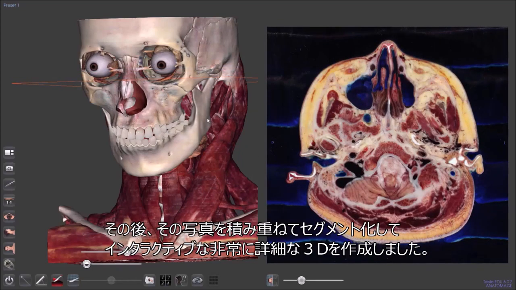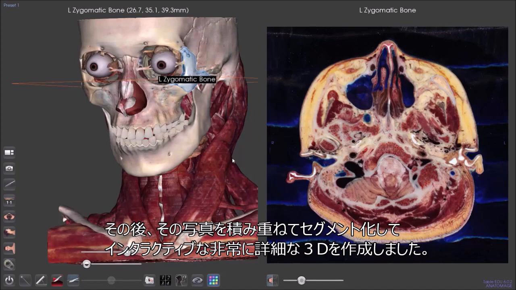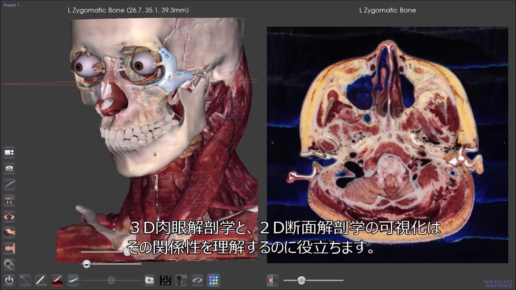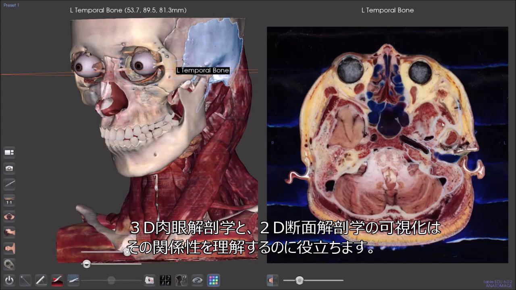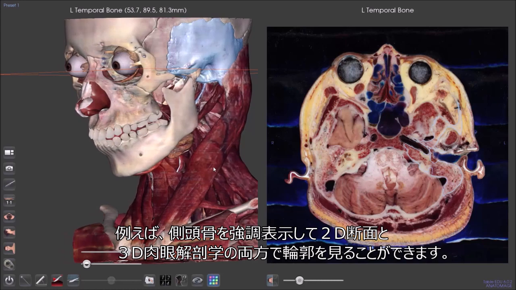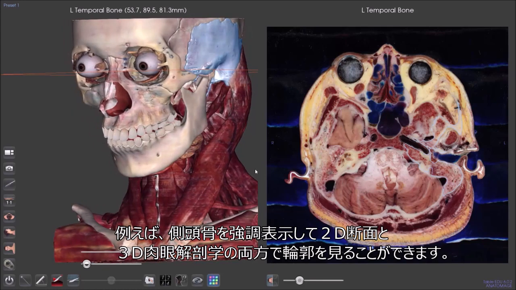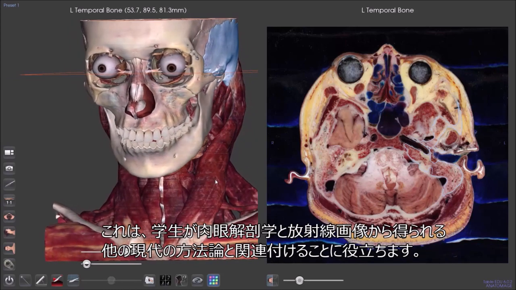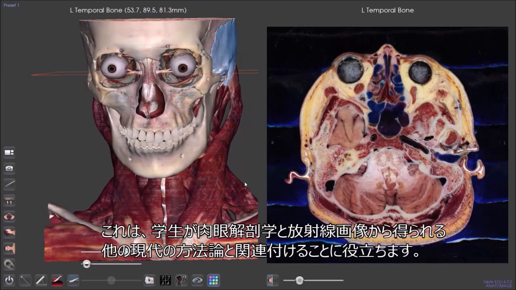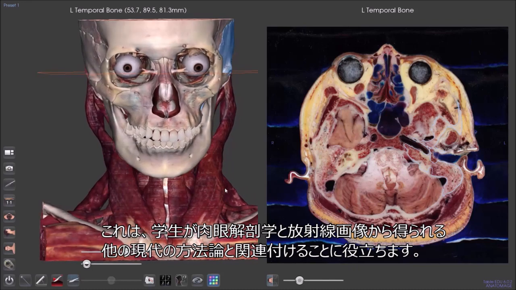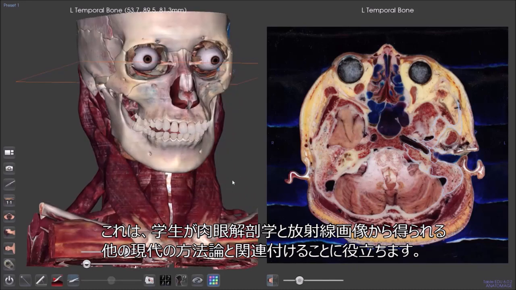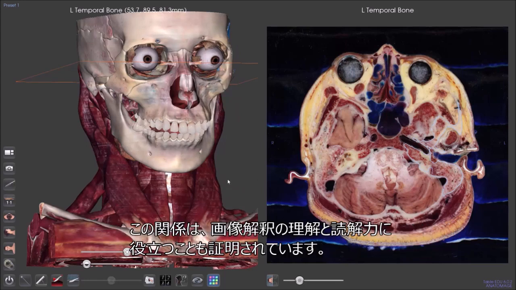The visualization of 3D gross anatomy and 2D cross-sectional anatomy helps students with understanding these 2D to 3D relationships. For example, I can highlight the temporal bone, and you can start to see the outline in both the 2D cross-section and 3D gross anatomy. This helps prepare medical students to relate gross anatomy to radiological images and other modern methodologies for diagnosis that will be utilized later in their careers. This relationship has also been proven to help with student comprehension and understanding of image interpretation.